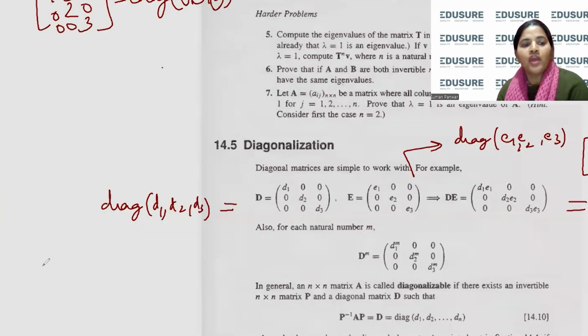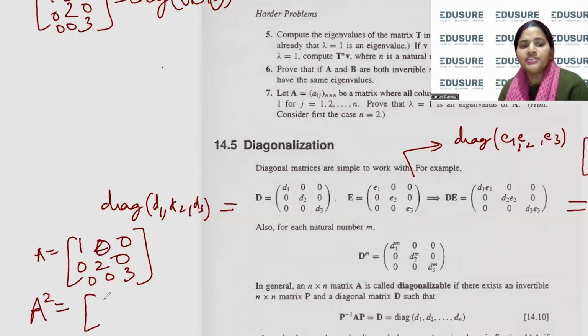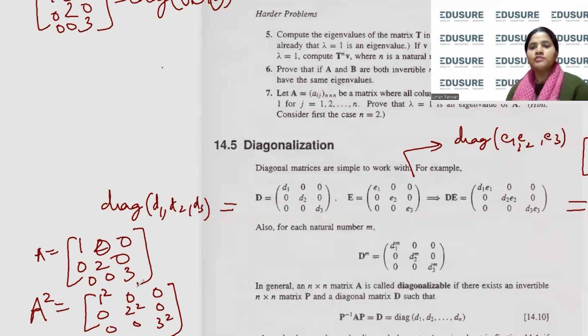Now, for example, if you have a diagonal matrix A, so 1, 0, 0, 0, 2, 0, 0, 0, 3. So you can see that if I raise A to the power 2, I just have to raise 1 square and then I'll be getting a diagonal whose diagonal elements will be squares of the original matrix. Similarly, it goes with all the powers. So that is why diagonal matrices are very important because they're very easy to deal with.